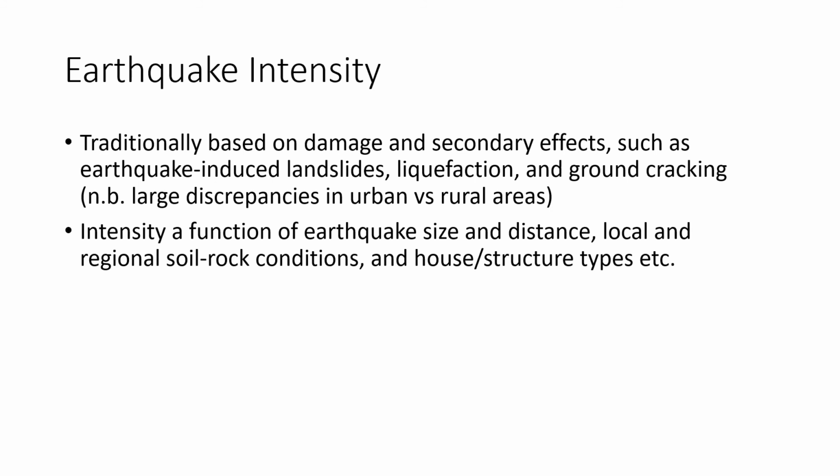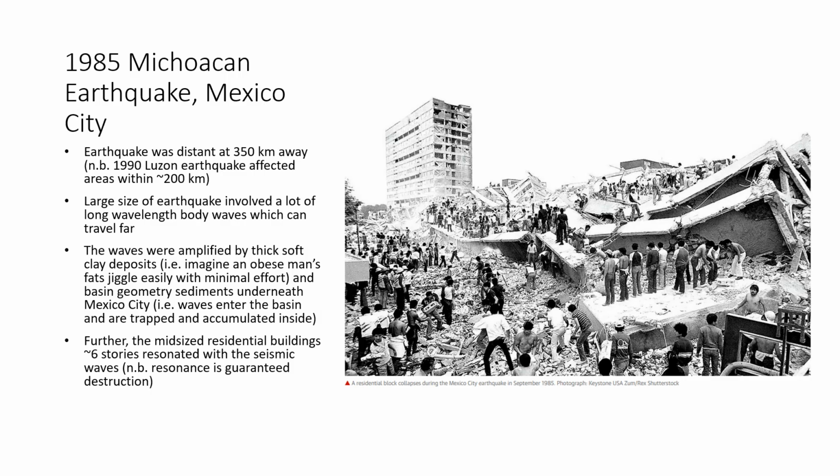All right, so if you were to look at intensity from an objective perspective, intensity is a function of the size of your earthquake, the distance of your earthquake, as well as the local and regional ground conditions, and also the type of structures that are in the area. This is an example of the involvement of different factors that can affect the intensity of an earthquake. The example here is the 1985 Mexico City earthquake, or the Michoacan earthquake in Mexico City.